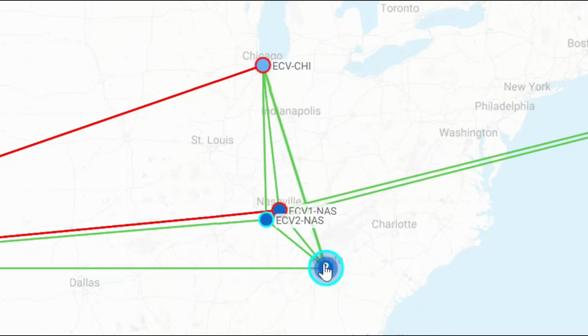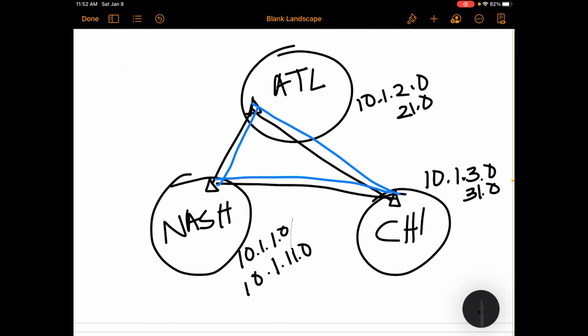Now, my next video should be with clustering mobility controllers. But before I go any further, this video is going to help you to understand the whole design and then we will deploy it. Now, this could be self-explanatory.